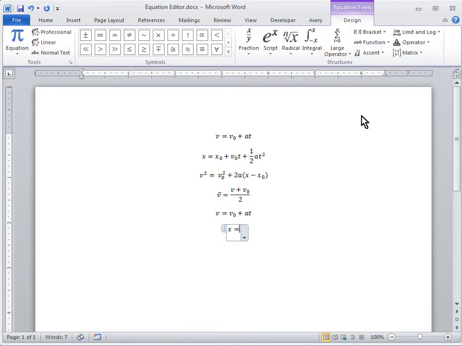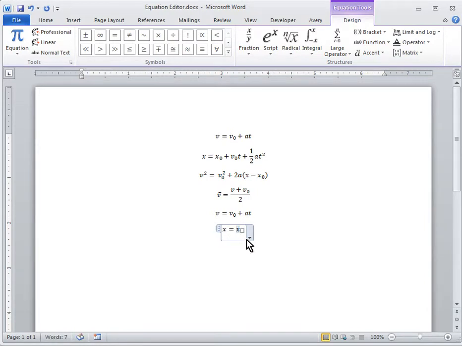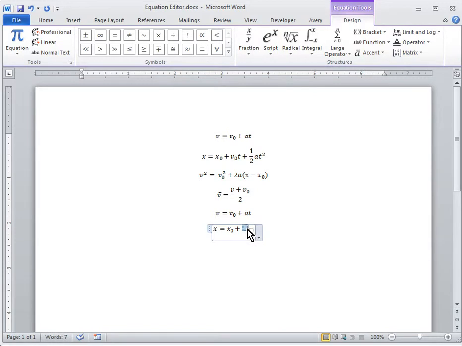x equals script x 0. Click just outside of that. Plus, now we need the V0. We need a script again with subscript. V0. Click outside that so we can multiply it times the time. And then plus. Now, here we've got something new. 1/2. What do we do with that?